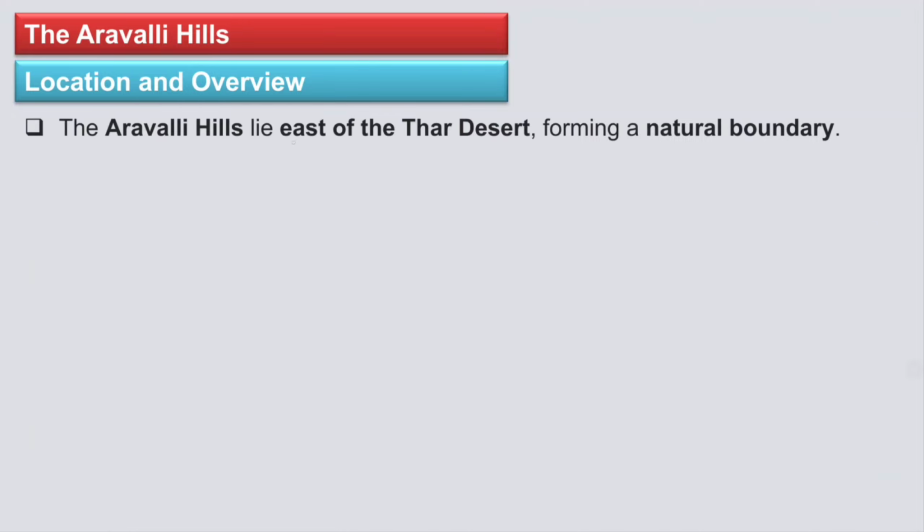So the Aravalli Hills lie east of the Thar Desert, okay, forming a natural boundary. How is this forming a natural boundary? Suppose there were no Aravalli Hills, then the desert would expand into more of the other states, okay. Because of these Aravalli Hills, it has stopped the sand dunes from spreading further. So that is why this is a natural barrier.